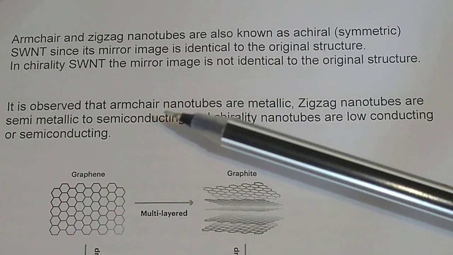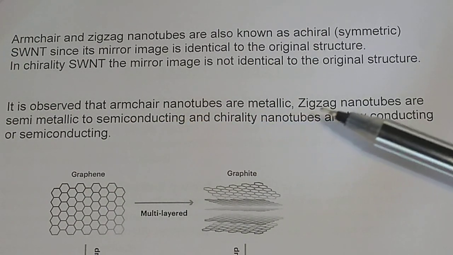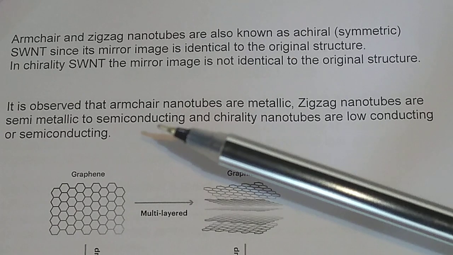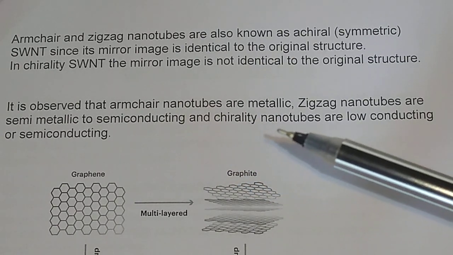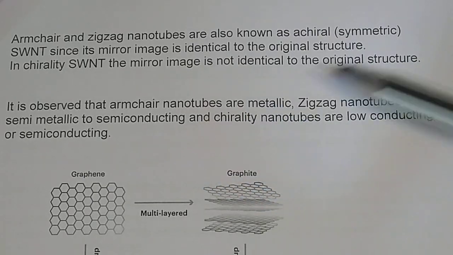It is observed that armchair nanotubes are metallic, zigzag nanotubes are semi-metallic to semiconducting, and chiral nanotubes are low conducting or semiconducting.